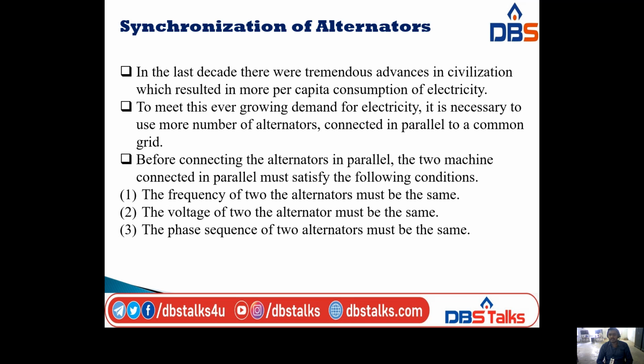Before connecting the alternators in parallel, the two machines connected in parallel must satisfy the following conditions. First, the frequency of the two alternators must be the same; second, the voltage of the two alternators must be the same; and third, the phase sequence of the two alternators must be the same. These are the conditions we have to satisfy before connecting the alternators in parallel.